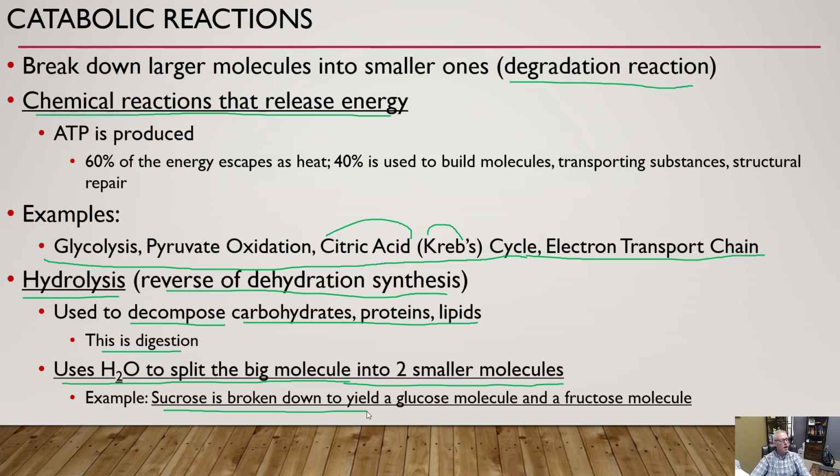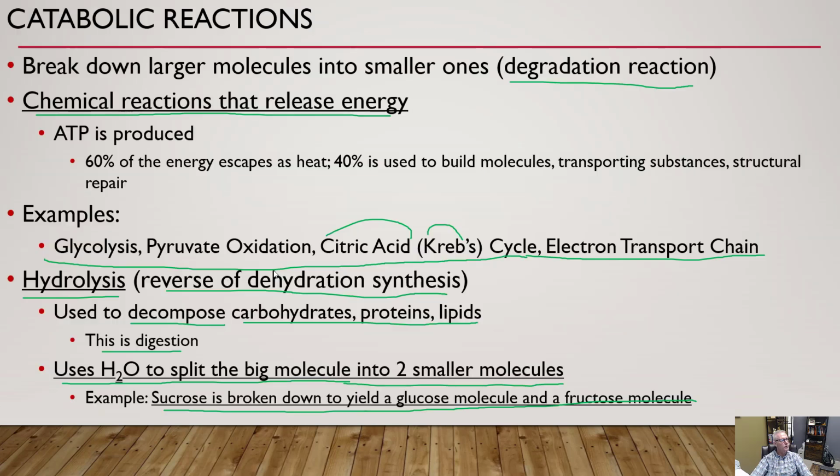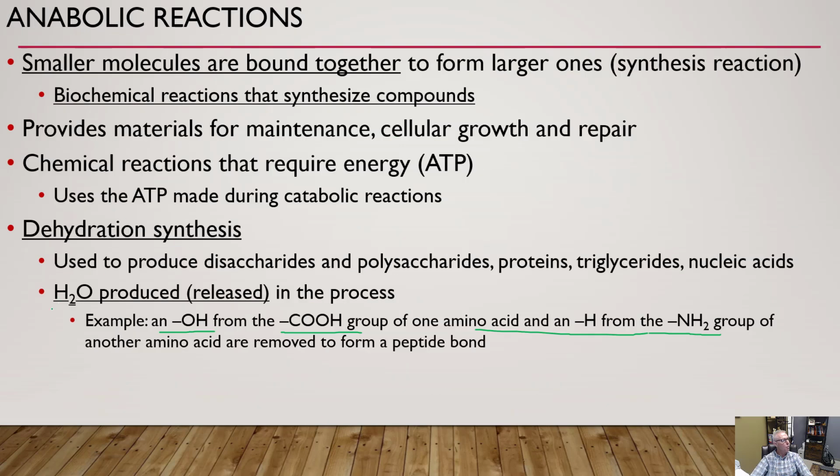So sucrose, which is a two-sugar molecule, is going to be broken up to yield a glucose molecule and a fructose molecule. All right, so here in this example, we have a monosaccharide plus a monosaccharide to yield a disaccharide plus water. So we talked about producing water. Up here in anabolic reactions, water is produced or released in the process. Dehydration synthesis. We're taking two smaller molecules and we're making a bigger one.